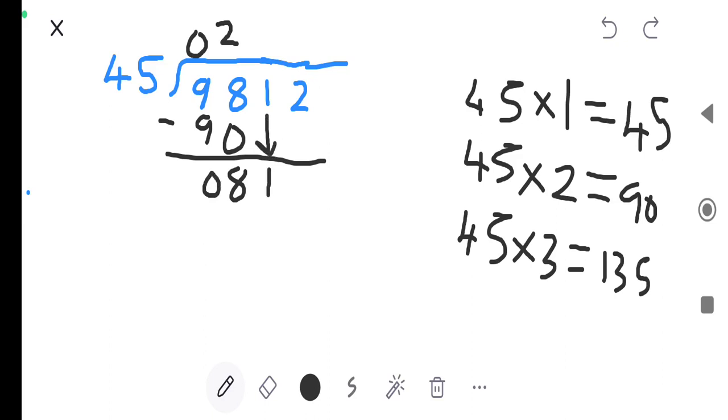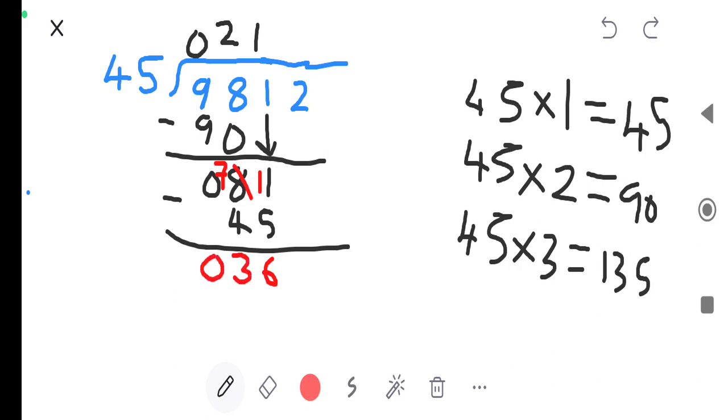Anytime you bring down a digit, you must divide. So, how many times can 45 go into 81? From the multiplication we've done here, you can see that 45 can only go into 81 only 1 time. So you write 1 at the top, and then when you multiply, 45 times 1 is 45. Then you subtract now. 1 minus 5 not possible. You take 1 from 8, 7 is left. That 1 that you took, put it here to make 11. 11 minus 5 is 6. Okay, 7 minus 4 is 3, then 0.